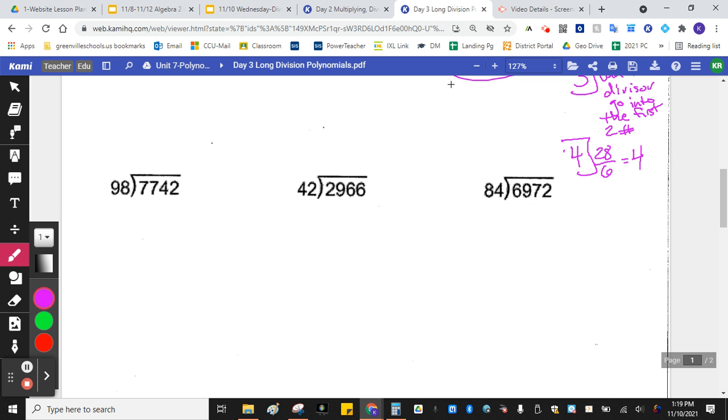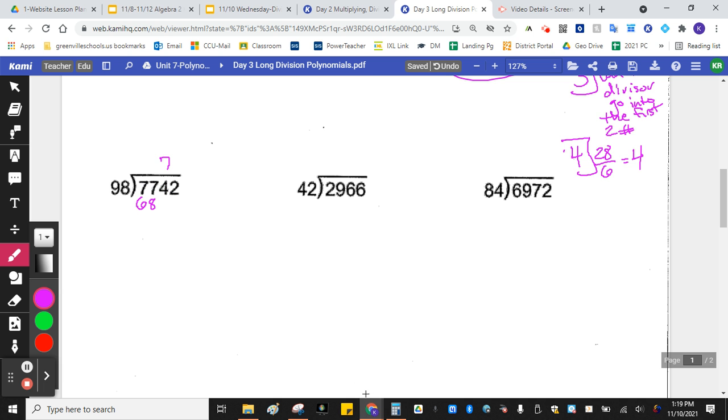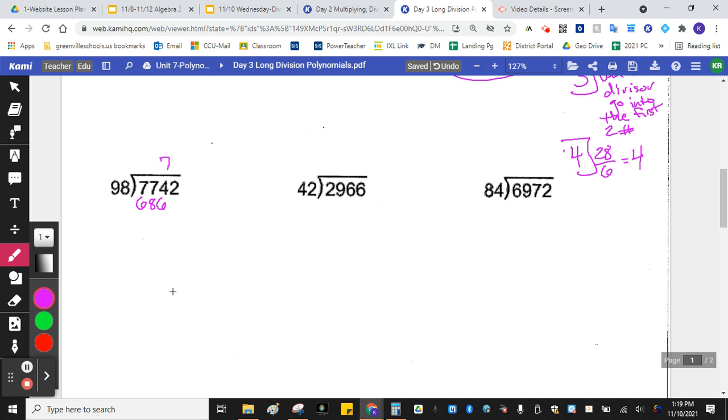No, you get 79. Well, I get 7. So 98 times 7 is how many times 98 can go into 774. Gotcha. So 98 times 7 is 686. Then I subtract them.